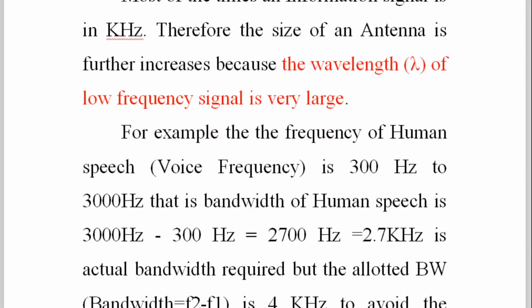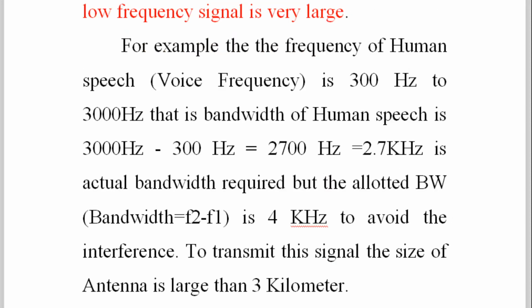So let us take an example now. For example, the frequency of human speech, that is called voice frequency, is 300 hertz to 3000 hertz. I am talking about voice frequency, not audio frequency. Audio frequency is 20 hertz to 20 kilohertz. That is different. So voice frequency is 300 hertz to 3000 hertz. That is the bandwidth of human speech.